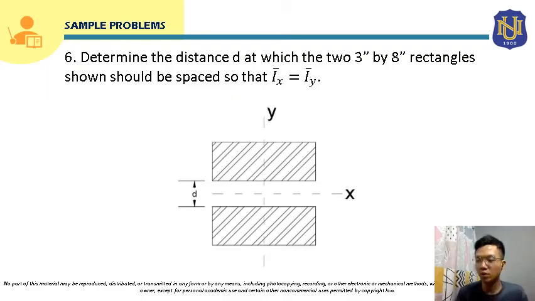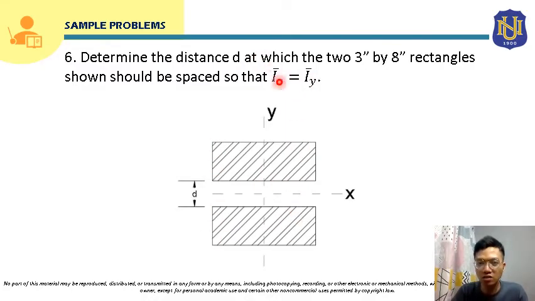Okay, so for sample problem number 6, determine the distance D at which the two 3 inches by 8 inches rectangles shown should be spaced so that Ix bar is equal to Iy bar. So this is the distance D that is being mentioned in the problem. So we have to determine this distance D in such a way that Ix bar and Iy bar of these two rectangles will be equal.